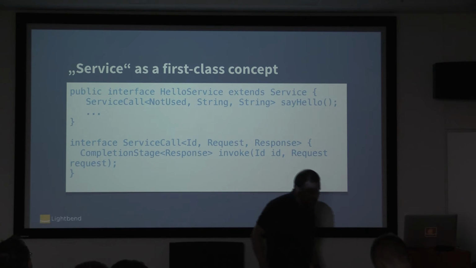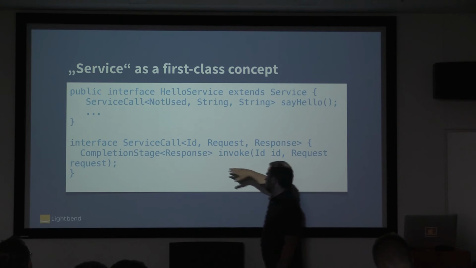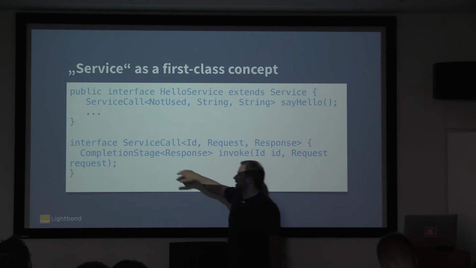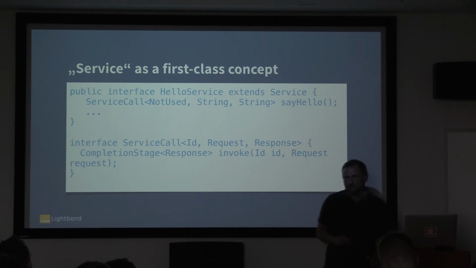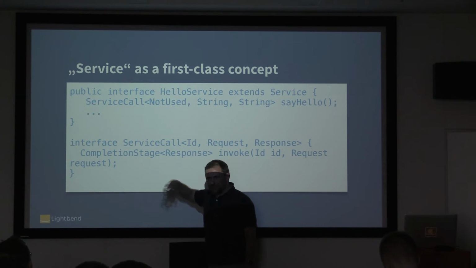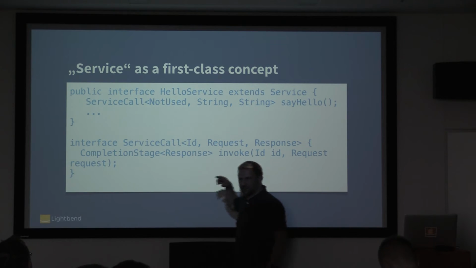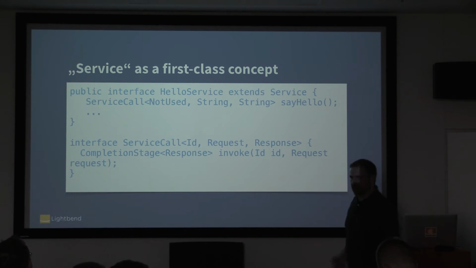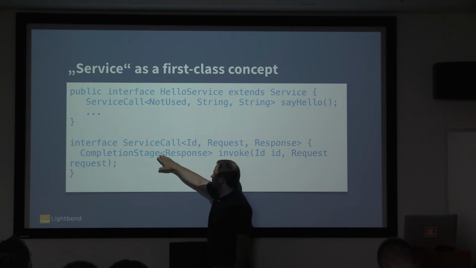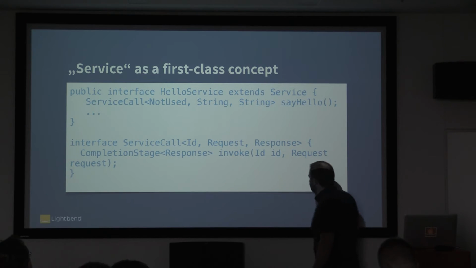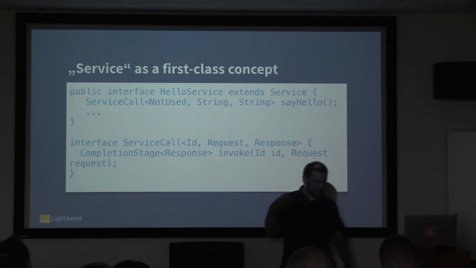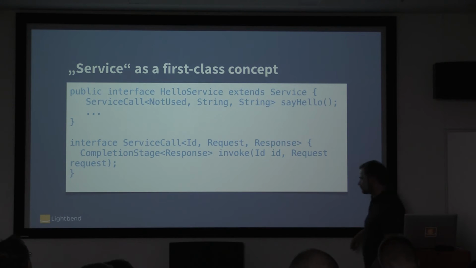You don't get an HTTP result or a play.mvc.Result or a string or what have you. You always get a CompletionStage, which is the Java equivalent, more or less, of a Scala future. So it's a future that doesn't use the blocking get method like the standard Java future. It has a callback-based interface. So you get a future of a response, and again, your service call interface is type parameterized.